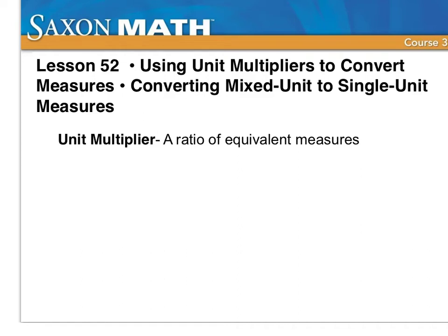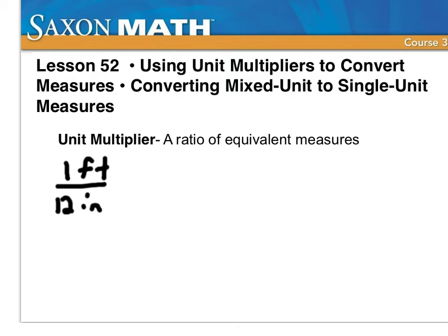Okay, this is lesson 52, using unit multipliers to convert measures and converting mixed unit to single unit measures. First thing we need to know is a unit multiplier. A unit multiplier is just a ratio of equivalent measures. So that would be like 1 foot is equivalent to 12 inches.